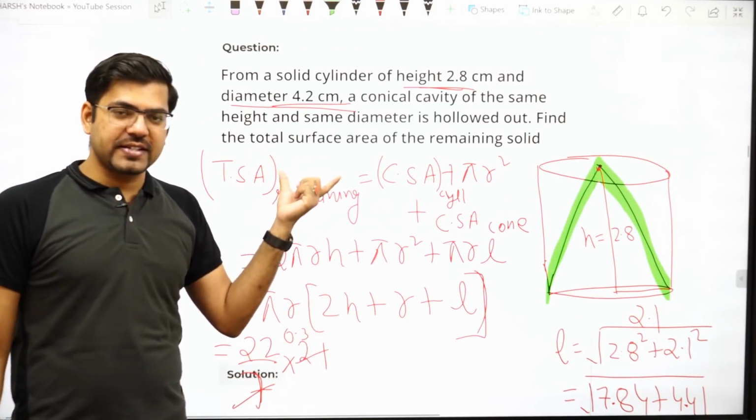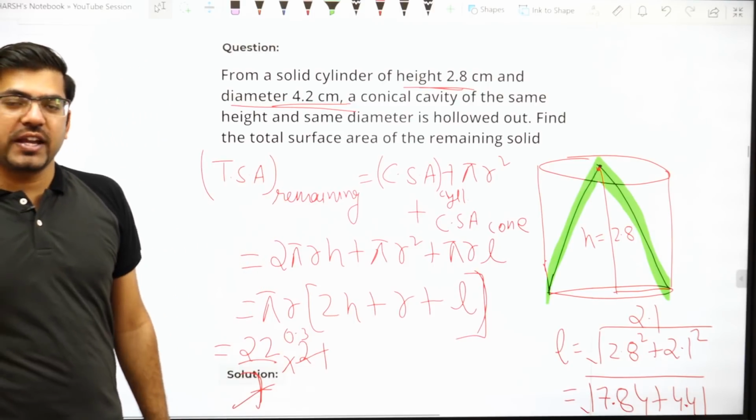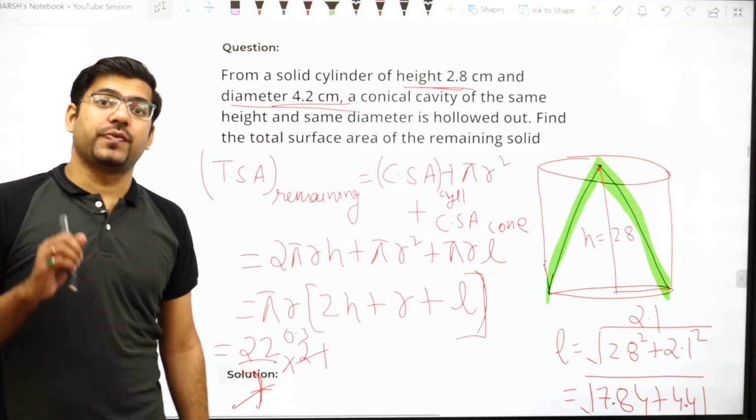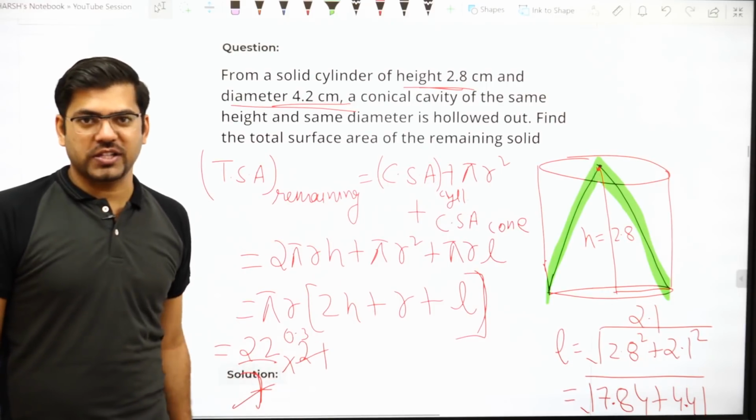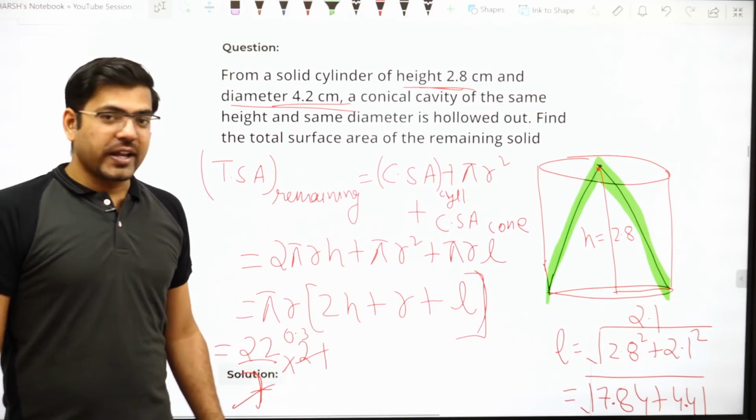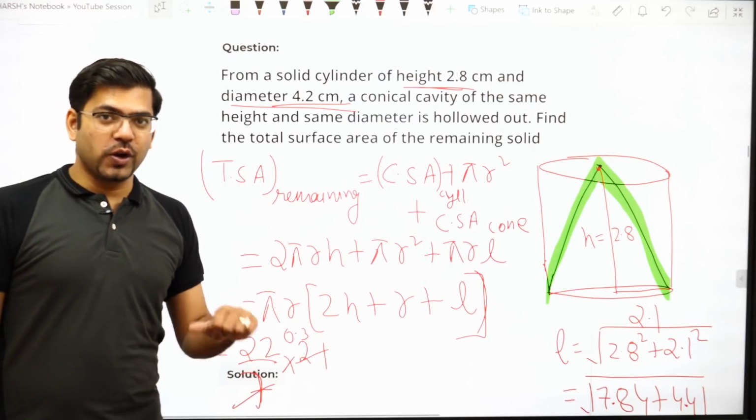Total surface area is said. Always remember, total surface area means the area which is visible to you. So all that area which is visible to you would be coming in this total surface area. Okay. So I guess I have made my point clear. Now moving on to our next question.